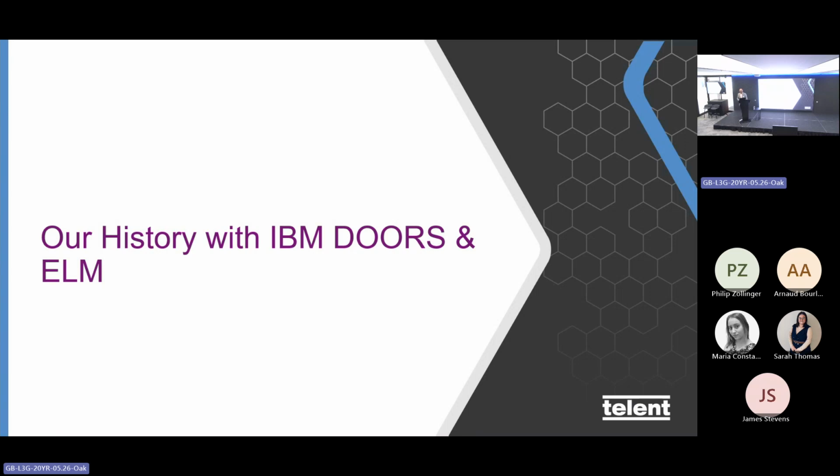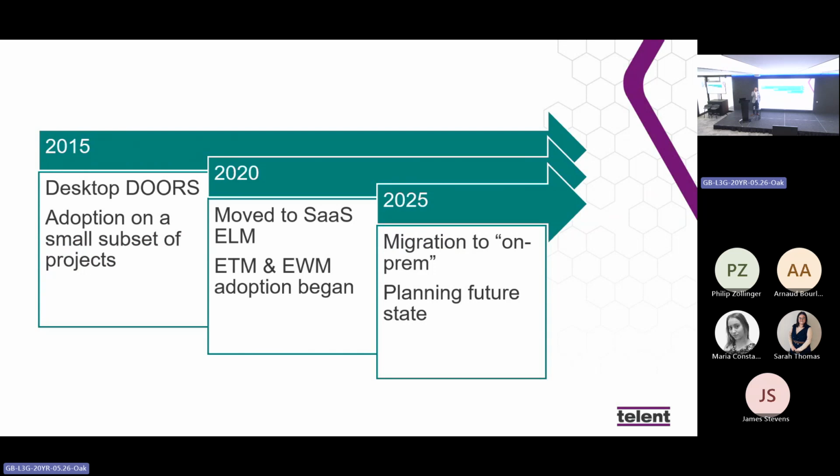So, our history with DOORS and ELM. In Talent, we've had three major evolutionary steps. Around 2015 was when our relationship with yourself started. It was DOORS Classic. We were using it on a few of our projects. Around 2020, we moved on to the SaaS-based ELM, and we started to use the Test Manager and the Workflow Manager in a bit of anger on some of our programs.